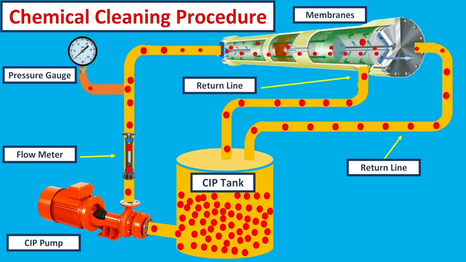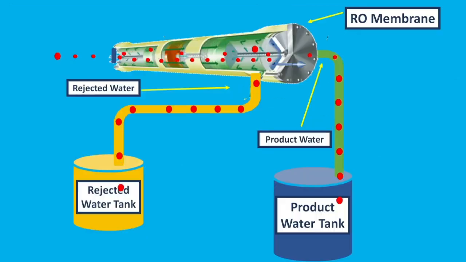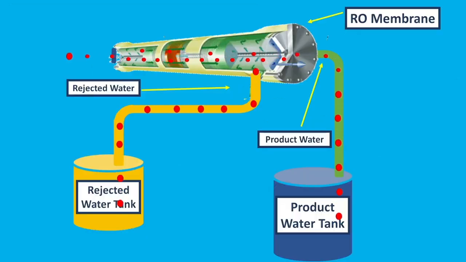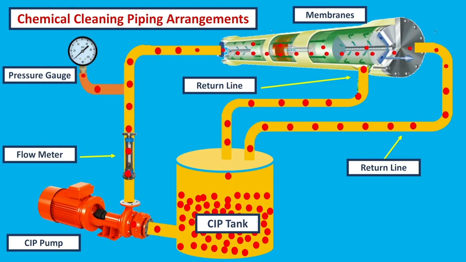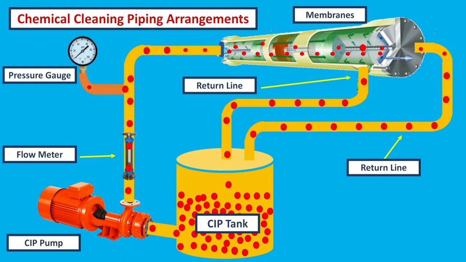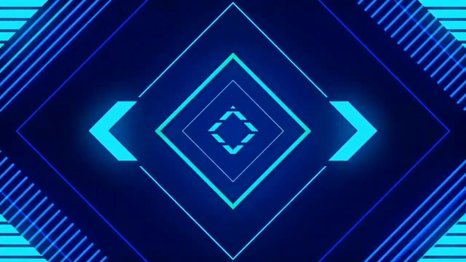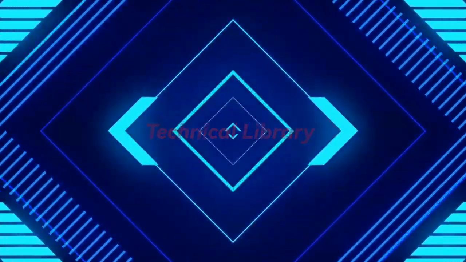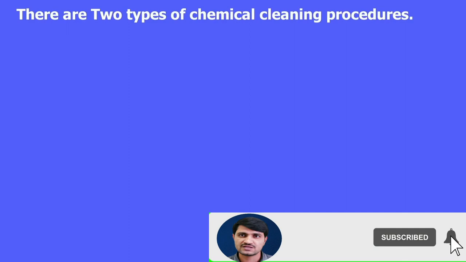Today we will learn the chemical cleaning procedure of reverse osmosis or RO plant membranes. Due to the continuous flow of high concentrated salt water, scaling of salts is formed on the surface of membranes. This scaling increases the inlet pressure and differential pressure across the membranes. There are two types of chemical cleaning procedures.